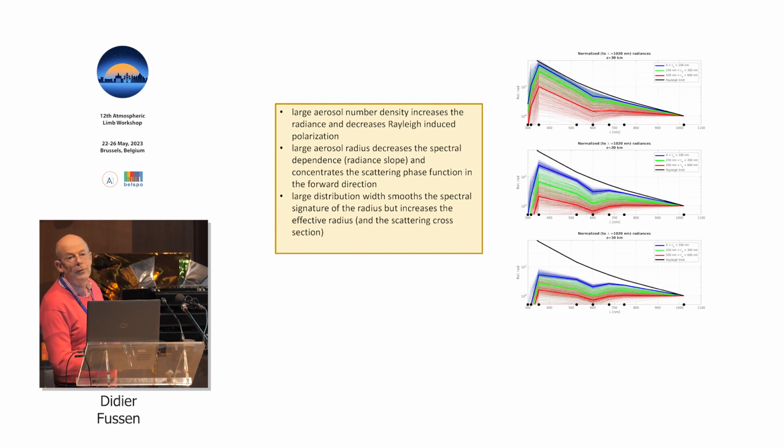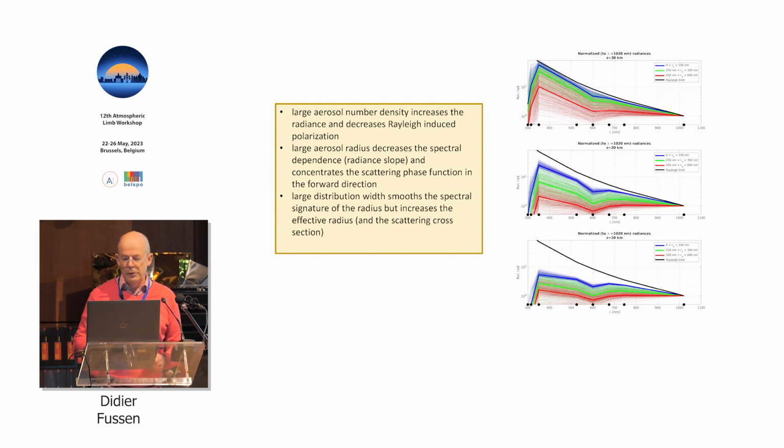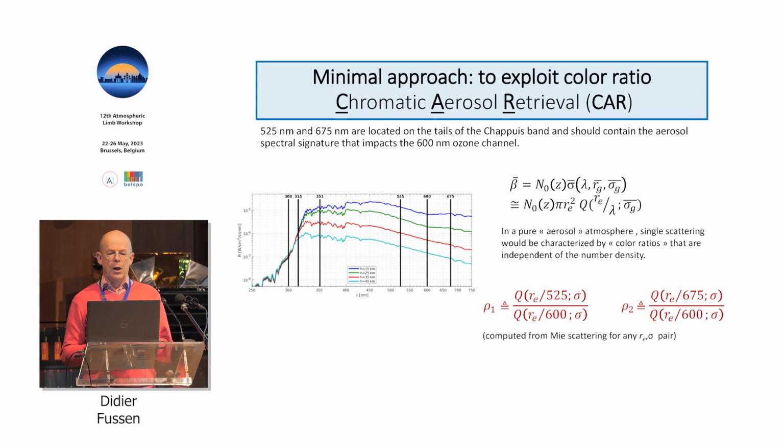This is the Rayleigh limit for extremely small particles, and you clearly see, at least for the effective radius, a nice dependence. So in general, some time ago I tried to use a chromatic method, playing with the ratio of extinction coefficients at two wavelengths, 550 with respect to 600 and 675.